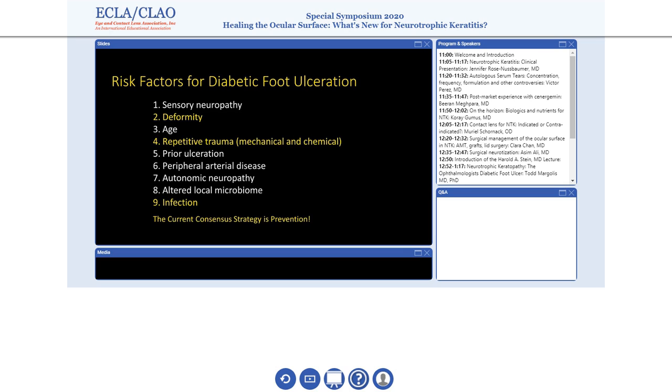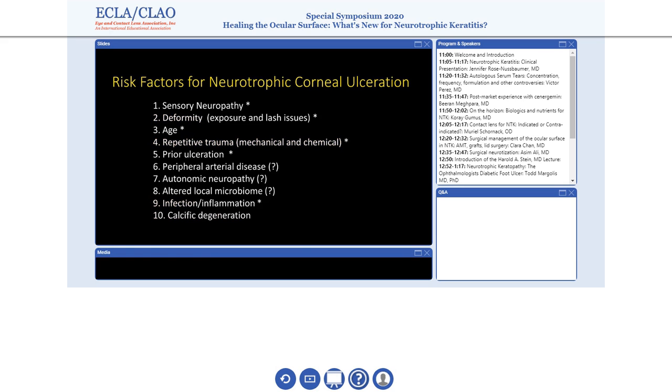The current consensus for many years now that they've looked at this is that the things that you can control are deformity, repetitive trauma, and infection for diabetic feet. The current consensus strategy is to prevent breakdown. And every diabetic is taught this. So what about the eye?